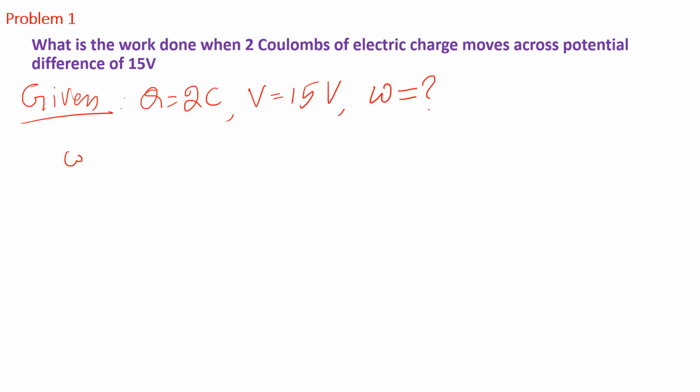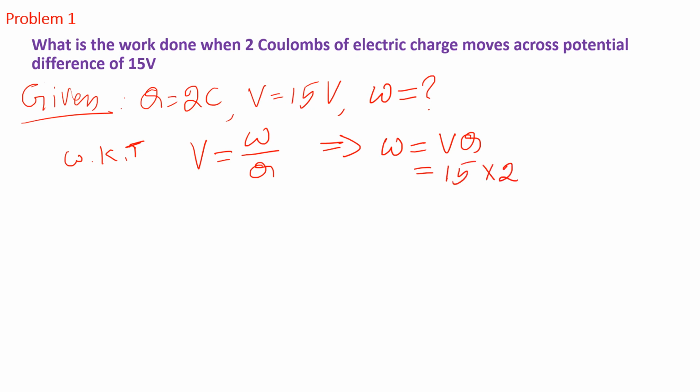We know from the formula of potential difference, that is potential difference V is equal to work done divided by charge, work done per unit charge. So we rearrange this equation as W is equal to V into Q, so that we end up getting 15 into 2, which is equal to 30. The unit of work done is joules, so 30 joules is the answer.